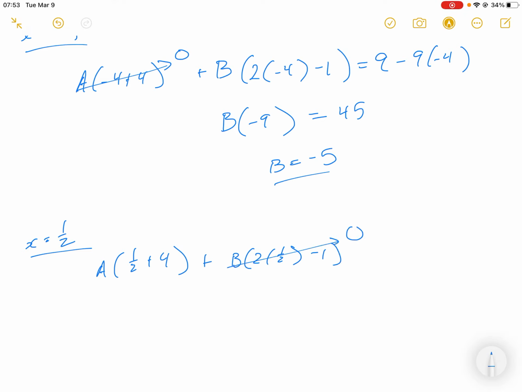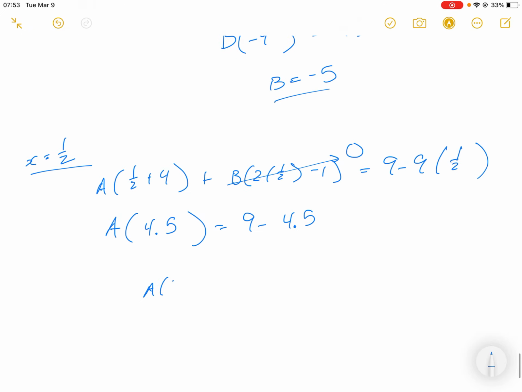So this will be 0, and then this equals 9 minus 9 times 1/2. So this will be a times, actually I really don't even have to use fractions. If you'd rather think about this as decimals, that's fine. 9 minus half of 9 is 4.5. And so this works out really nicely actually. And so we end up with a equals 1, which is also what we saw previously.